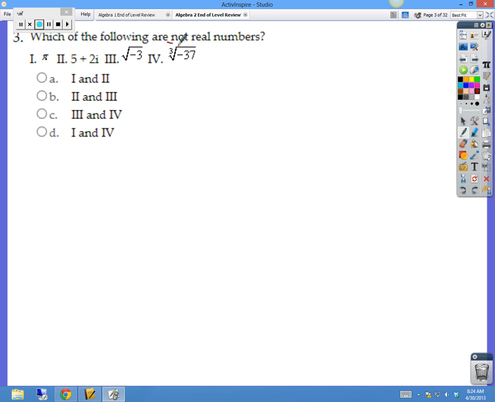Okay, they want to know which ones are not real, which ones are imaginary. So, imaginary. Pi is a real number, so anything with pi you've got to cross out. So now you've got a 50-50 shot, so it's got to be B or C. 2 definitely is imaginary because there's an i, so your only answer is B, because that's the only one that's got a 2. But this guy is also imaginary. 2 and 3, the square root of any negative is going to be imaginary.